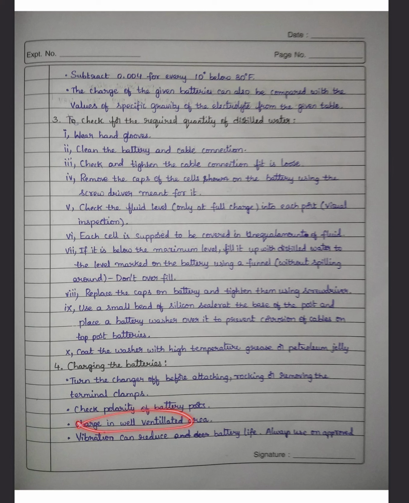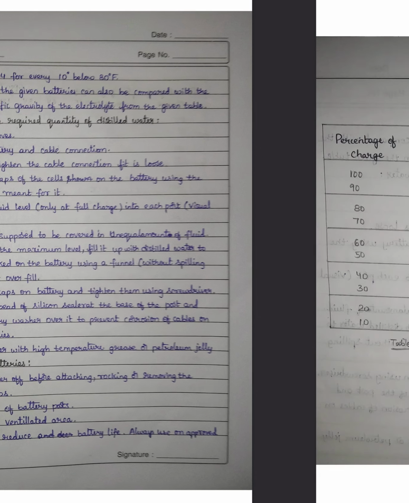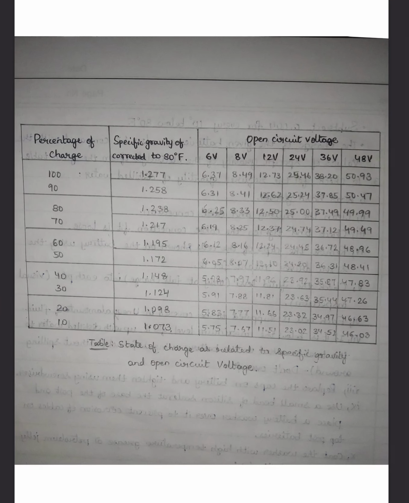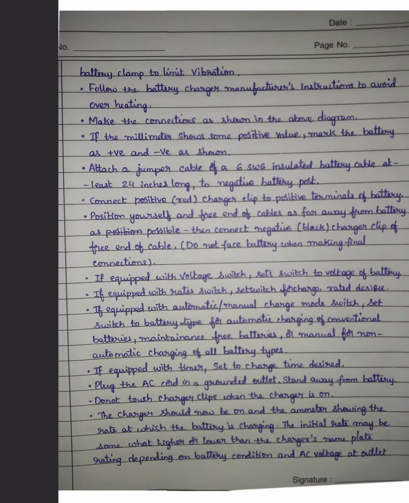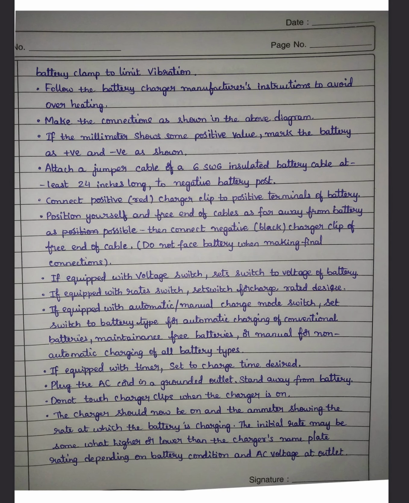The battery should be charged in a well ventilated area. The charger must be exposed to the air, because heat will be produced. Vibration can be reduced. You should not vibrate the battery. Okay, already we saw this. You should make sure the battery clamps are not moved.